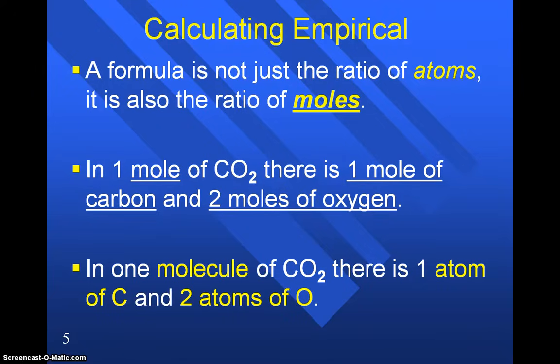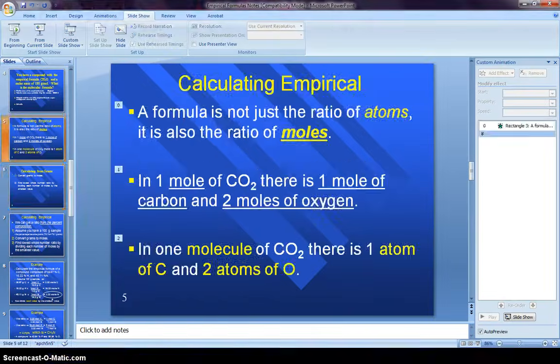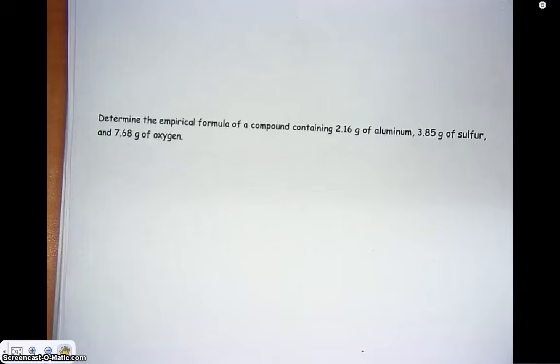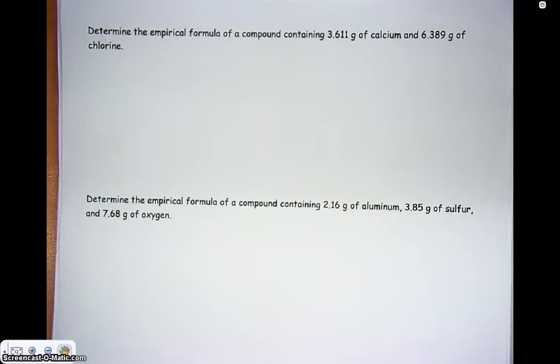So the steps to calculating empirical formulas from grams: we start by converting the grams that we're given to moles, and then we find the lowest whole number ratio by dividing each number of moles by the smallest value. You pick the smallest number of moles and divide all the others, and that gives you the ratio. Let me do a couple of examples under the ELMO so you get the general idea. The first one's pretty simple, and the next one's a little bit more challenging.